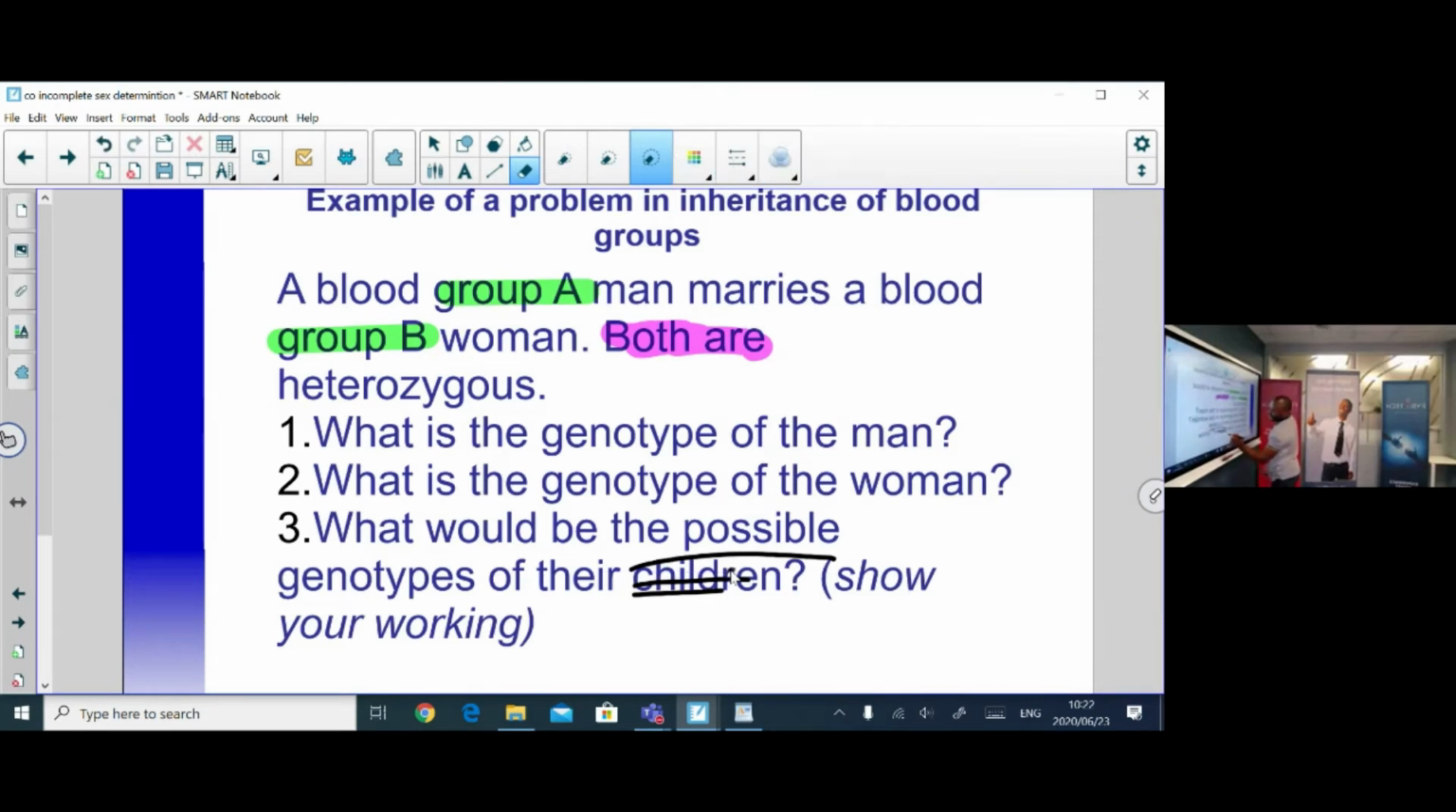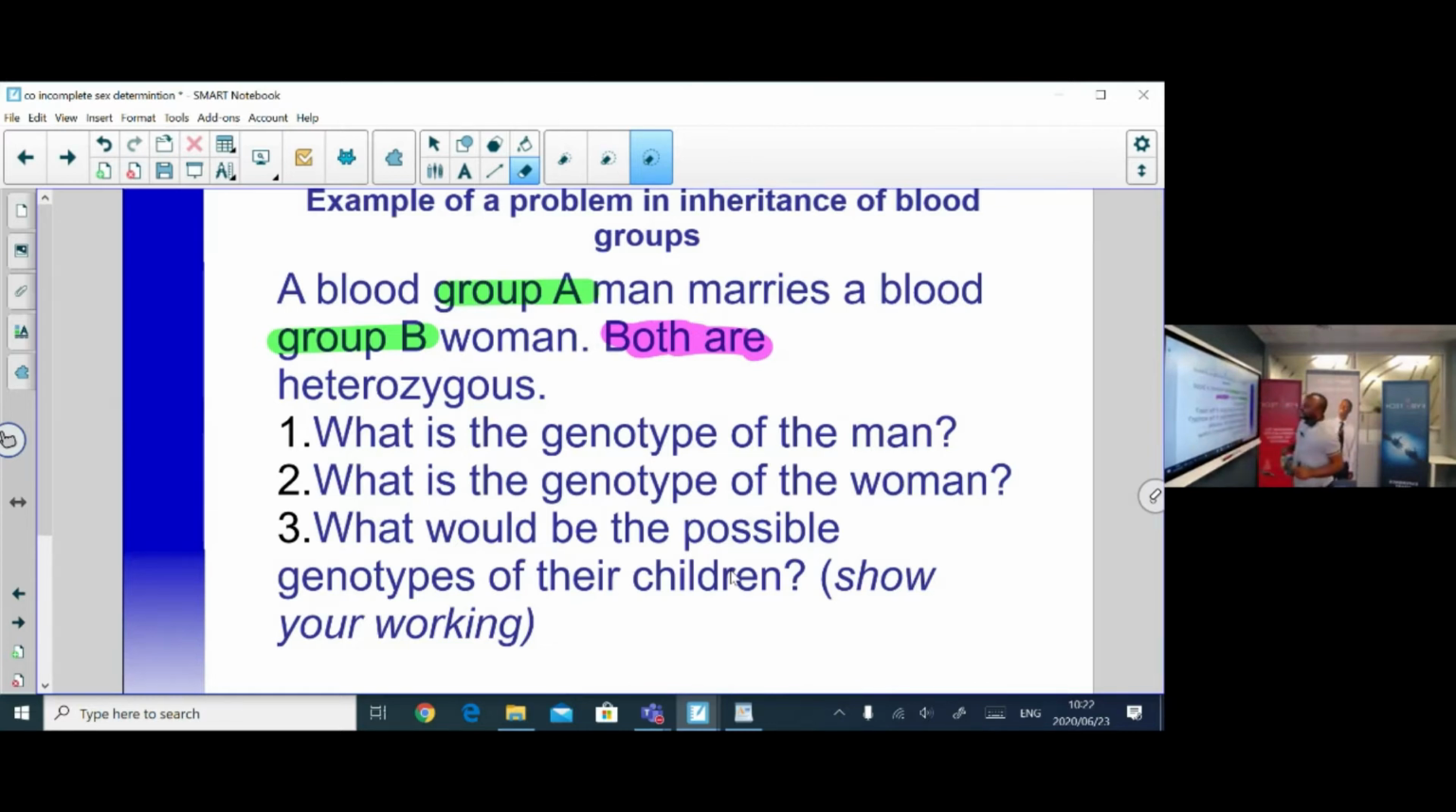What will be the possible genotypes of children? The moment you ask about the genotypes of the children, it means you need to do a full genetic diagram. All right, let's quickly answer. 1, genotype of the man. Now we can't guess whether it's heterozygous or homozygous because we are told both are homo.